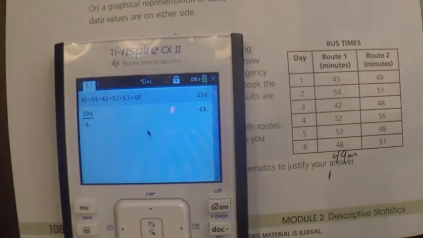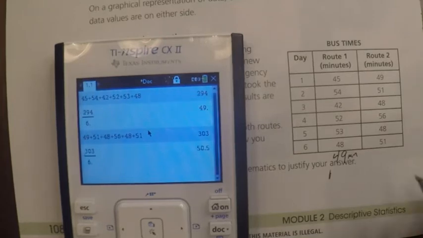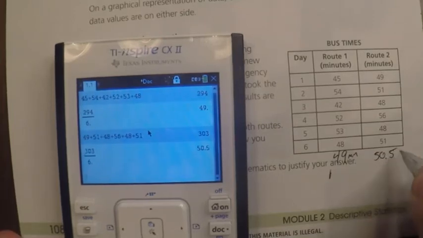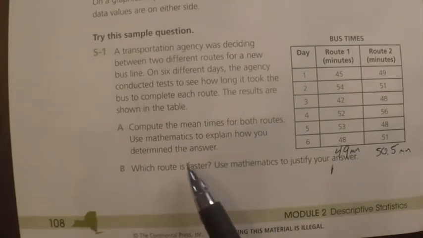Now we want to find the mean for route 2. We add 49 plus 51 plus 48 plus 56 plus 48 again plus 51. And that gives us 303, and we'll divide this by 6. And we get that it is 50.5 minutes. So that's how we calculate both of the means.